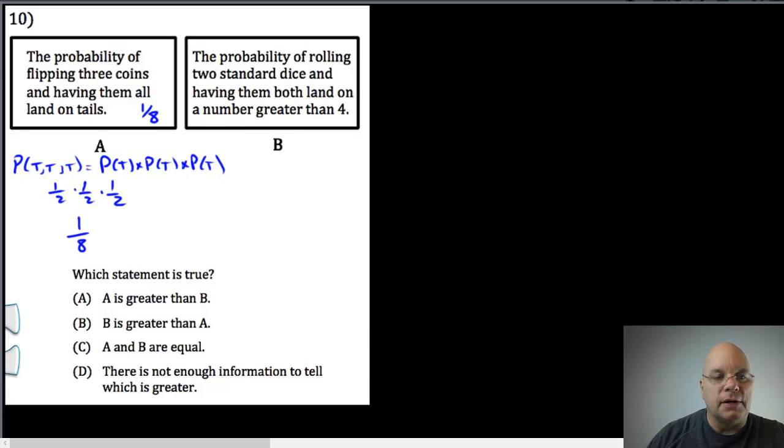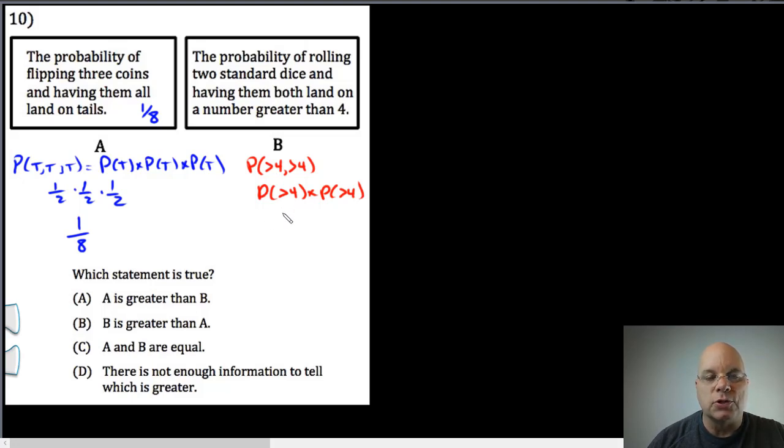The probability of rolling 2 standard dice and having them both land on a number greater than 4, we'll represent that as probability greater than 4, greater than 4. That's equal to the probability of greater than 4 multiplied by the probability greater than 4. Greater than 4 does not include 4. 4 is not greater than 4. 4 is equal to 4.